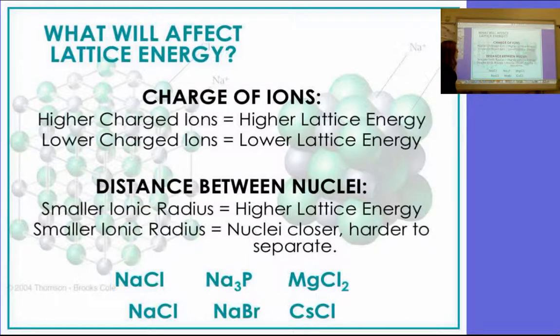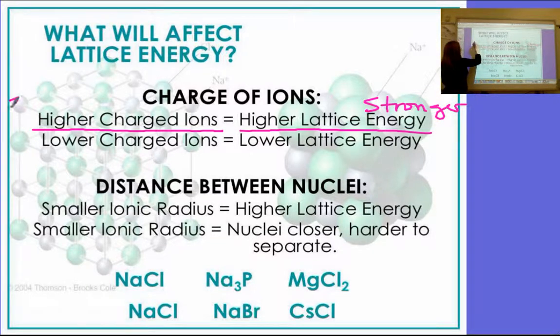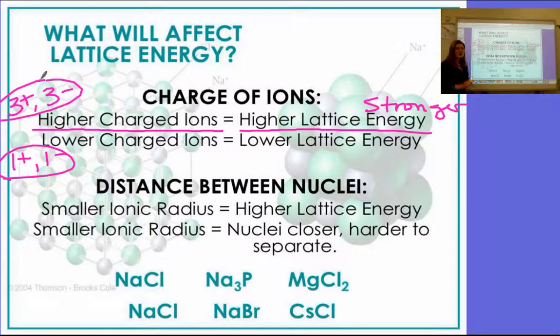What will affect your lattice energy? The charge of the ion. The higher the charge of the ion, the higher the lattice energy. This would be stronger. If I had a 3 plus and a 3 minus cation and anion bonding together, that would be much stronger than a 1 plus, 1 minus, because these guys are only exchanging 1 electron. In this case, we're exchanging 3 electrons. The higher the charge, the higher the lattice energy, therefore the stronger the bonds.